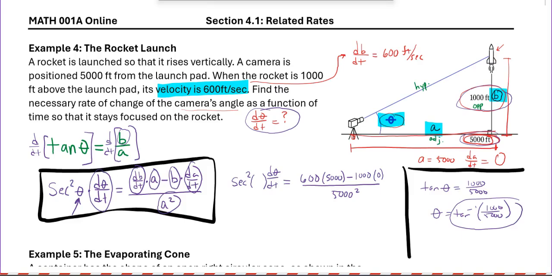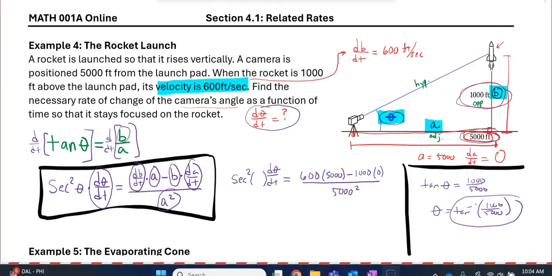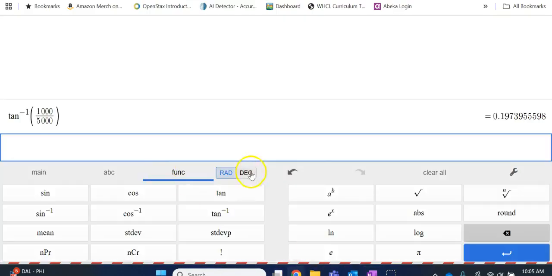Now if we're going to plug that into this problem over here on the left, we probably want to use a calculator to figure out that value and do some approximation. So let me use a scientific calculator to do that. Okay, so I used the Desmos scientific calculator to approximate that. I made sure I was in radian mode, tangent inverse of 1,000 over 5,000.